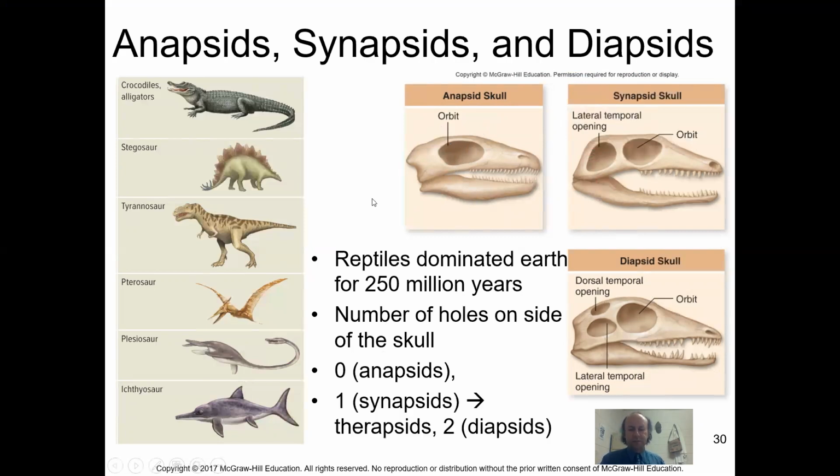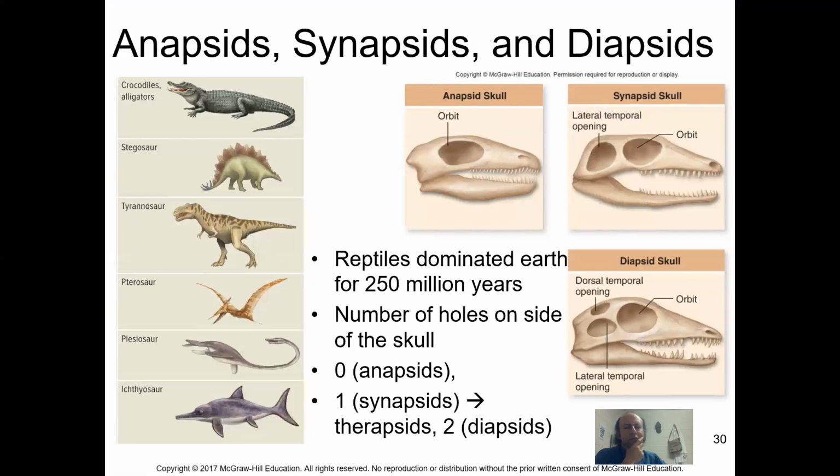Then we have synapsids that have one hole, and from the synapsids come the therapsids, and the diapsids that have these 2 holes. Now, I don't recall seeing this in the book, but why the holes? What is the purpose of having holes in the skull? That is almost nonsense, no?